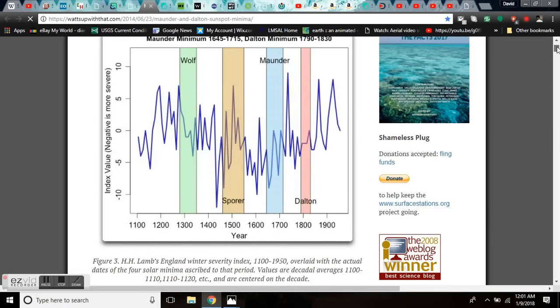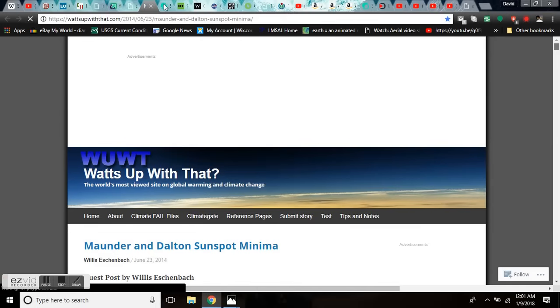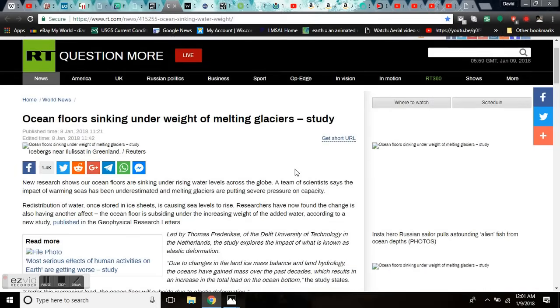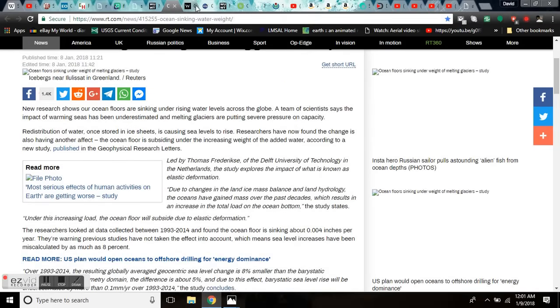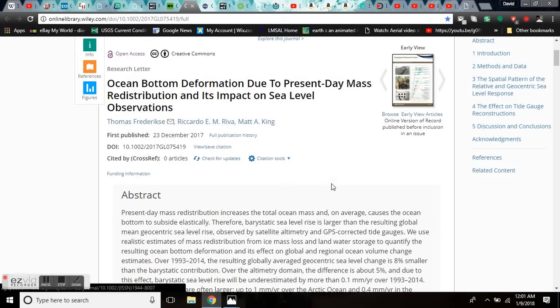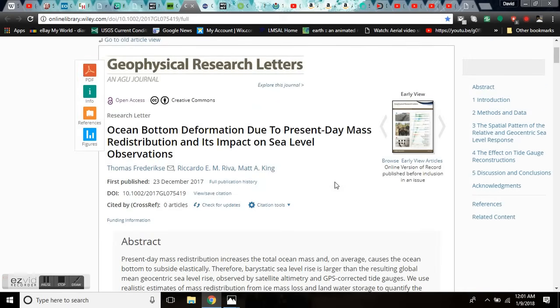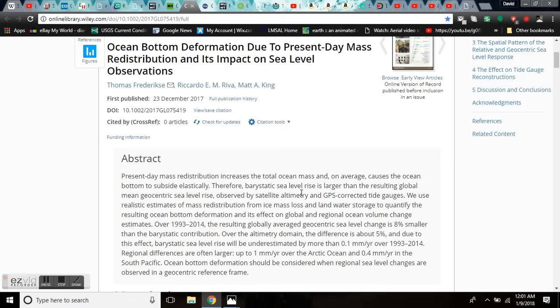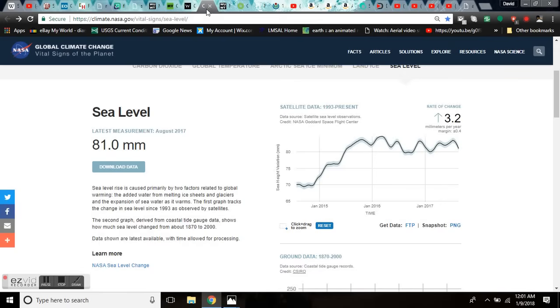We'll get to that. Now, you might have seen some articles coming out on the ocean floor sinking under the weight of melting glaciers. I'm going to link you to the paper, Ocean Bottom Deformation Due to Present-Day Mass Redistribution and Its Impact on Sea Level Observations. Now, I believe that this is nonsense, and it's to explain why sea level is dropping. They're talking about this catastrophic sea level rise, but according to the satellite data, for the last 3 years, sea level has stopped rising since the Little Ice Age and has turned a corner.